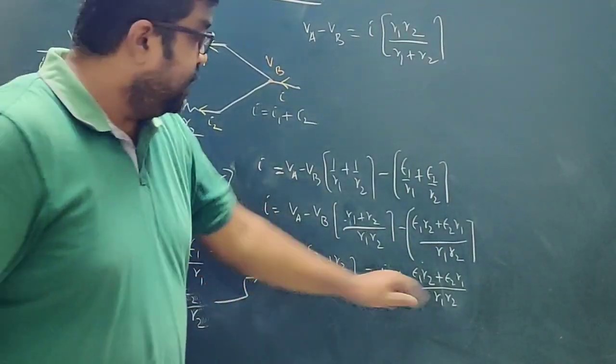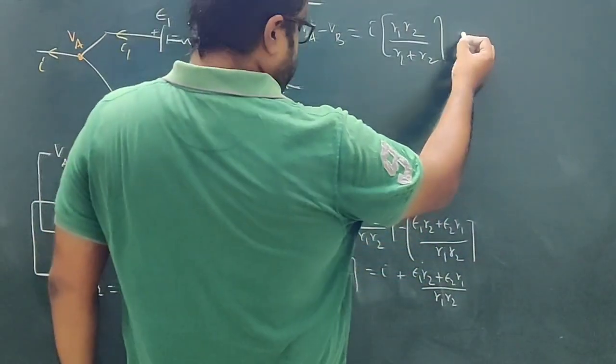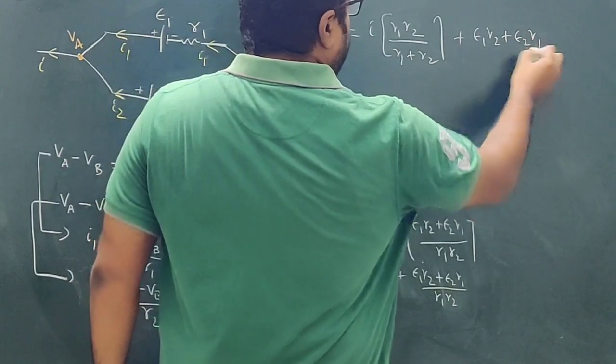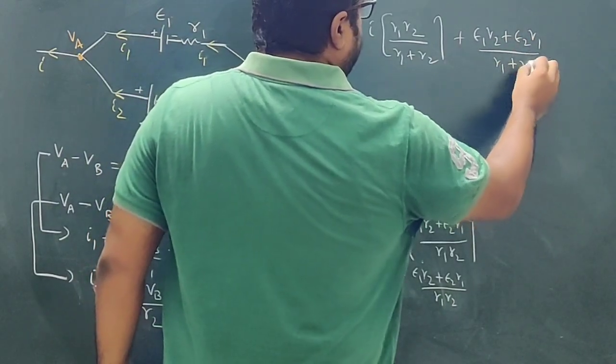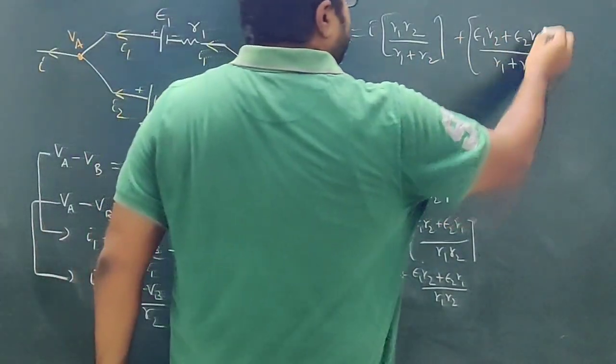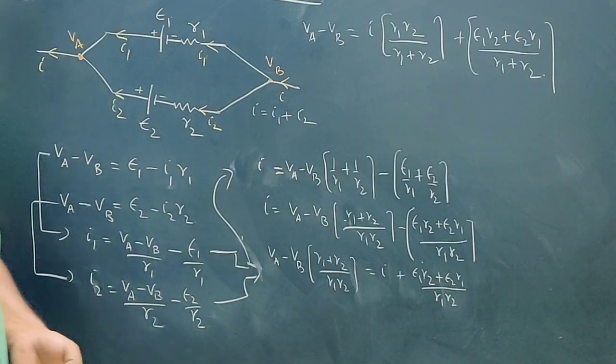Okay, and this R1 R2 term gets cancelled. So this is plus E1 R2 plus E2 R1 divided by R1 plus R2. Okay, so we have VA minus VB is equal to this term.